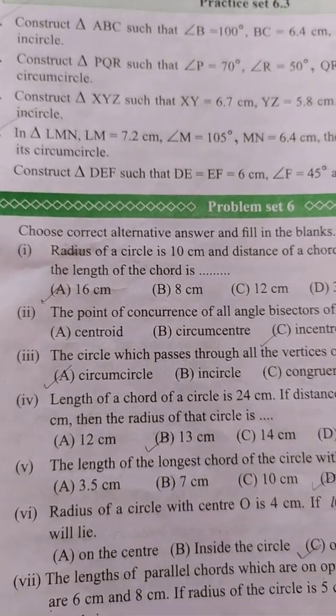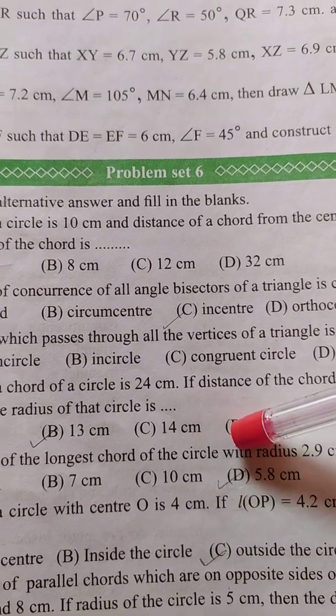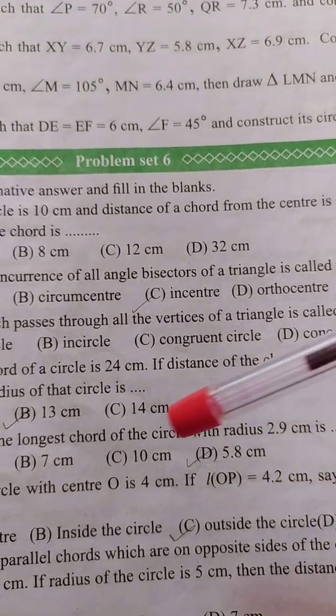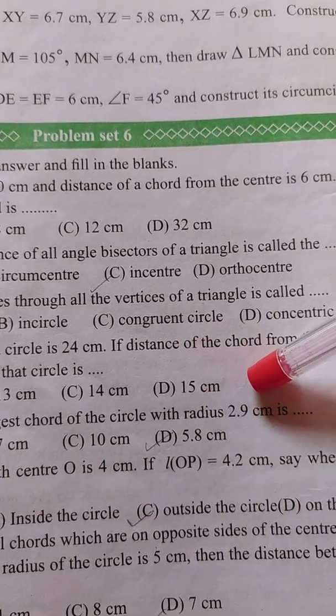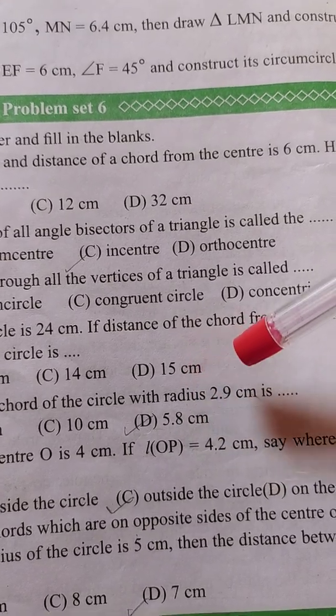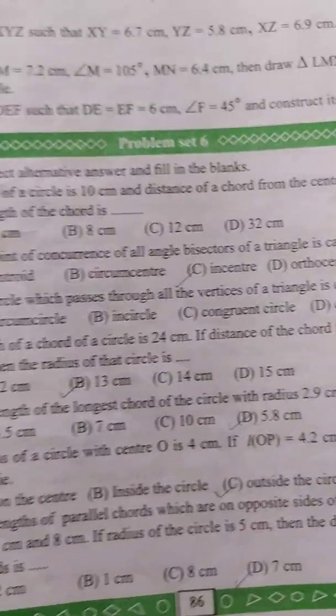It is very similar to all the questions you have done in our exercise. Okay. Next question number 5. The length of the longest chord of the circle with radius 2.9 centimeter is. We know that the longest chord of a circle is the diameter. So if radius is 2.9, diameter will be double that of the radius. So 2.9 into 2, that is 5.8 centimeter, option D.